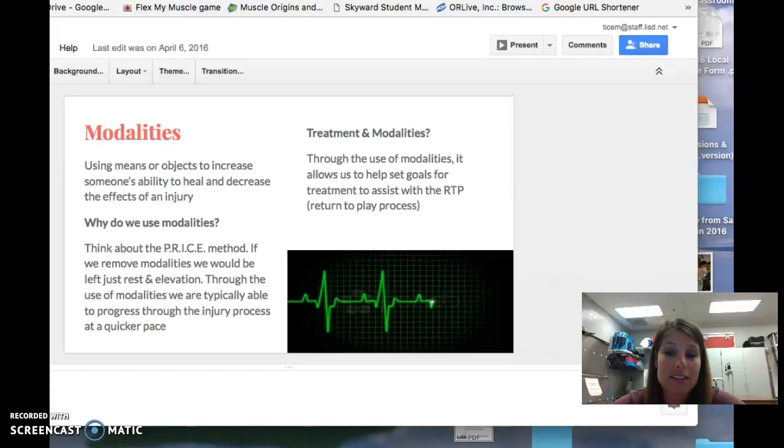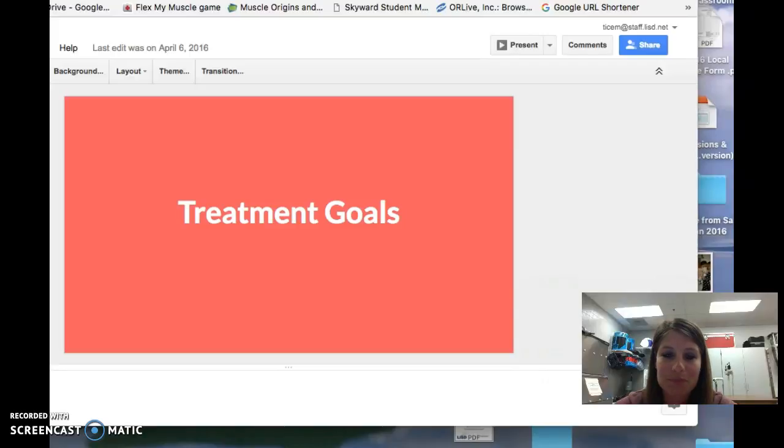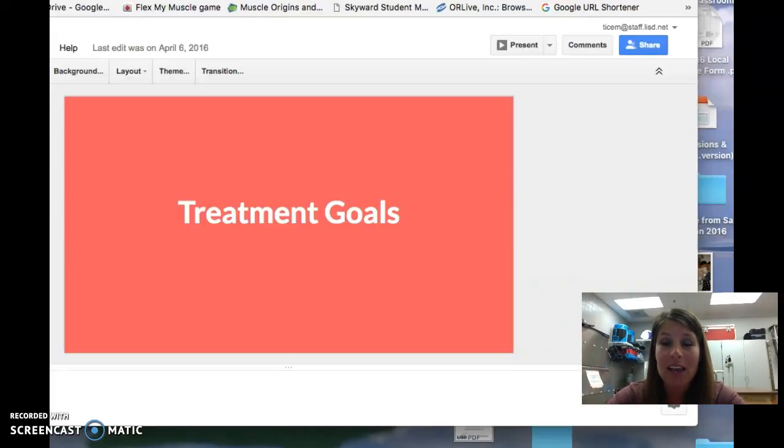use these modalities. Now, in this chapter, not only do we learn some of the modalities that we have in the athletic training room, but we also learn why we are going to pick one modality over the other. That's pretty much our bread and butter for this chapter. Now, before we talk specifics on the modalities, we have to learn about treatment goals.